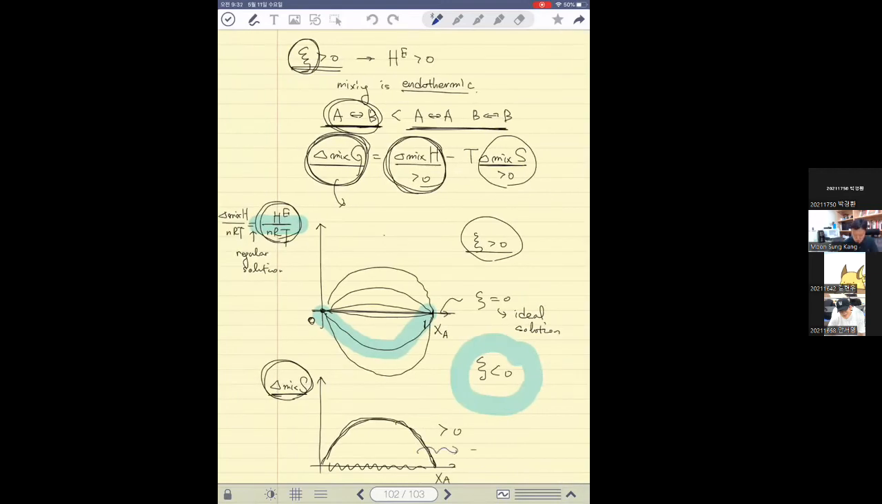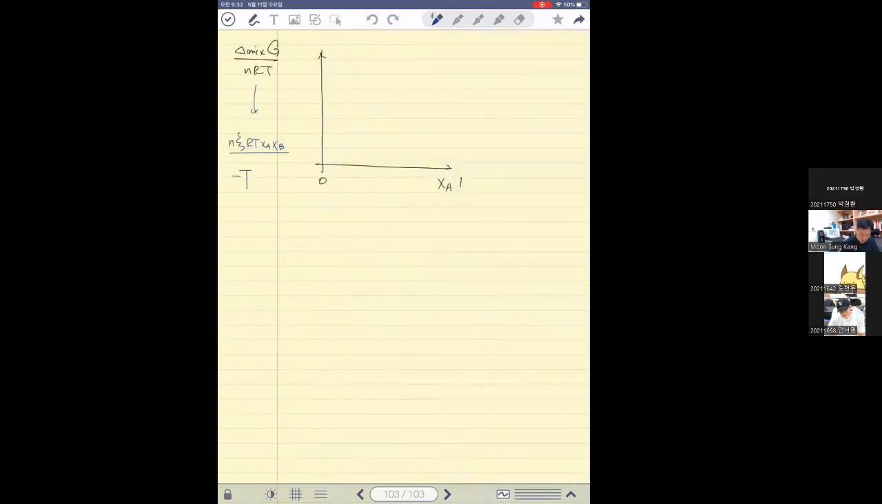What was the relation describing this behavior here? It was really minus NR (XA log XA plus XB log XB), right? I hope students all remember this. Then the math here is really NR (XA log XA plus XB log XB), right?